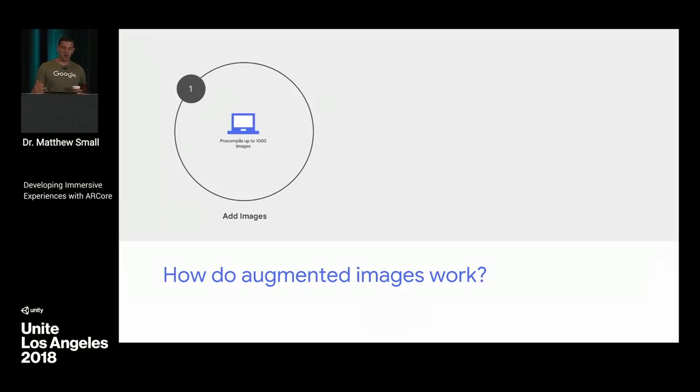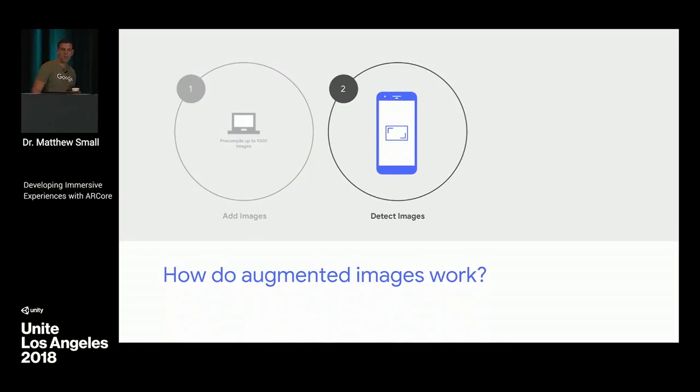This can be up to 100 images that are tagged with a name describing what the image is so that you can identify them later on. It'll also output a quality score to help developers deal with images that are not suitable for detection. The second step is to detect the image, I'm sorry. ARCore can look for an image in a database of up to 1,000 and swap through databases if need be.